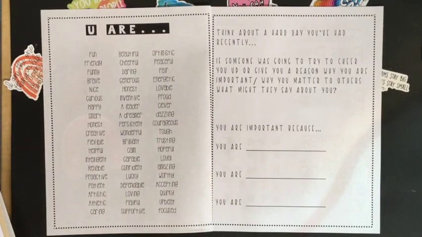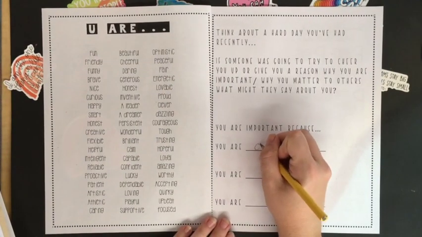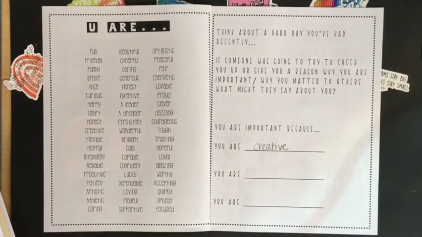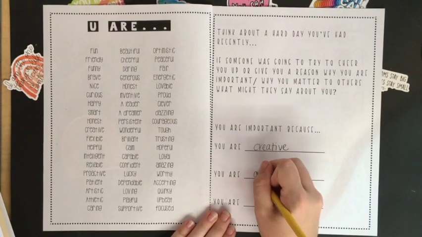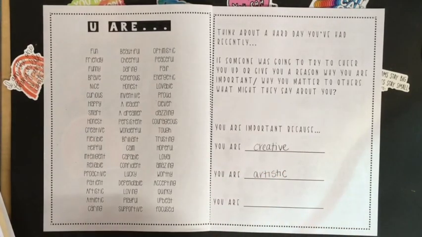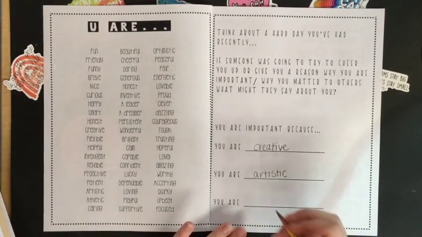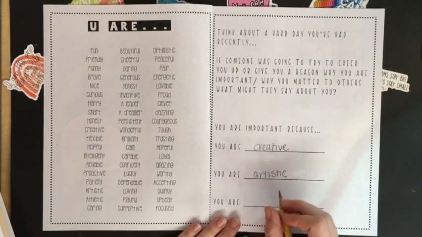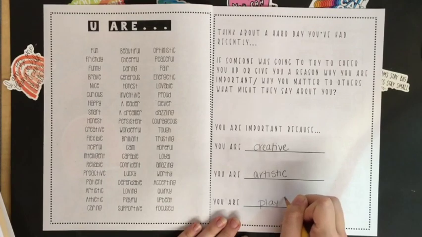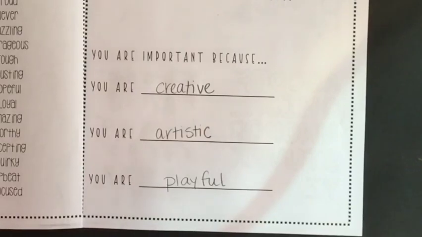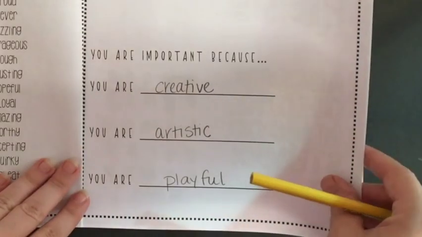I have a list of different describing words that can finish your you are statements, but you can also add other words. For me, I am saying that I am creative, I am artistic, and I am, this last one takes a little longer, I am playful.